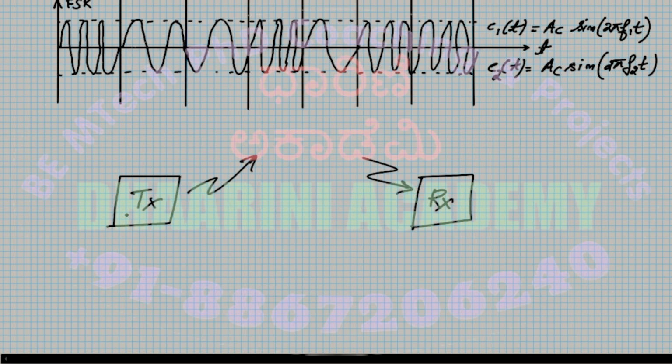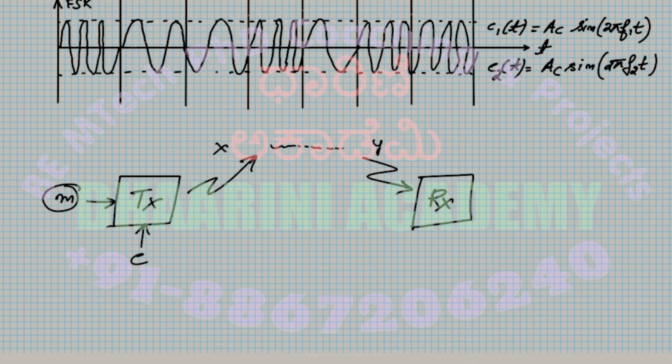Now, there is a message coming in, I'll write M, and there is a carrier C. You do something with the message and the carrier to transmit. This is X, the transmitted wave. It gets modified in the channel and it will be received as Y, let us assume. Now if you want to get back your message, you have to remove the carrier component from this Y. Are you okay with that concept?